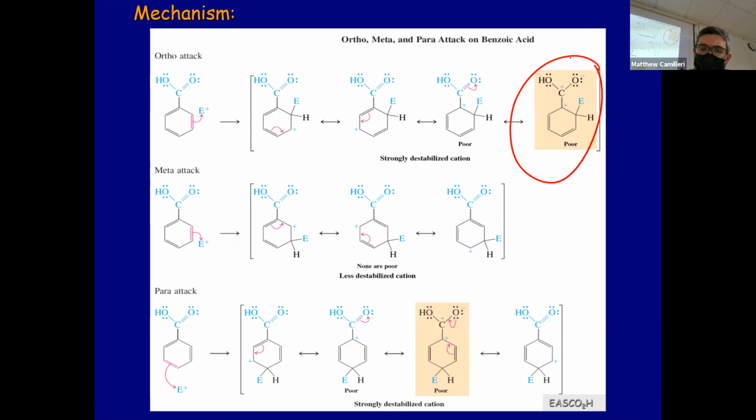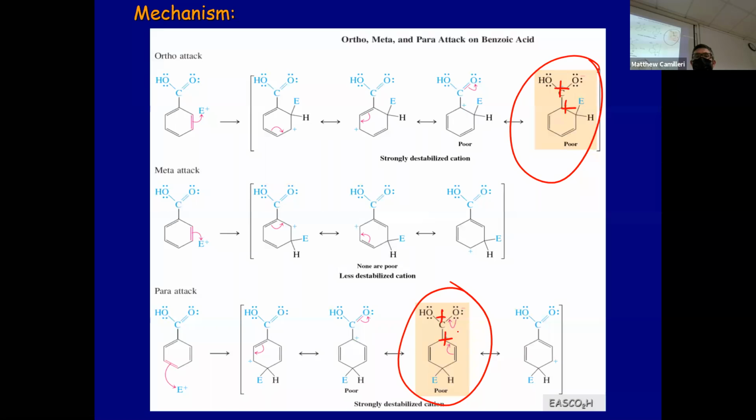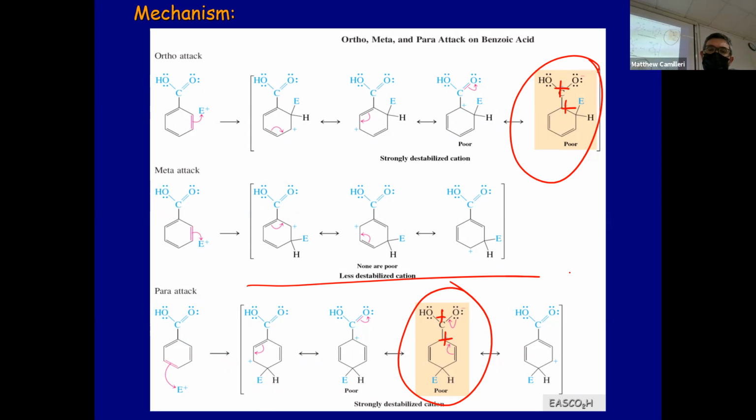Look at this resonance form and this resonance form. You have 2 positive charges adjacent to each other. Okay? They will repel. They will repel. On the other hand, all these 3 are stable. I'm making the brackets, or whatever you call them nowadays, because they are actually not as stable as benzene, but they are more stable than having 2 positive charges.